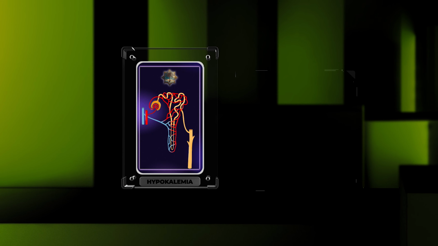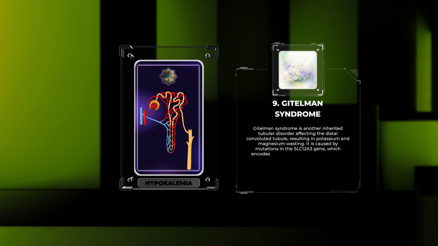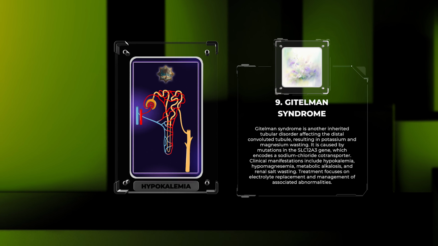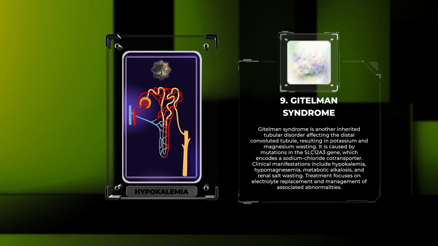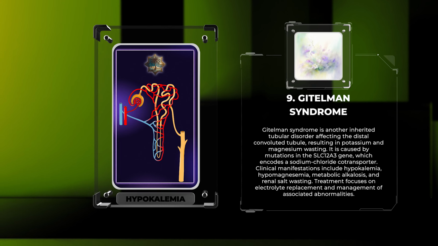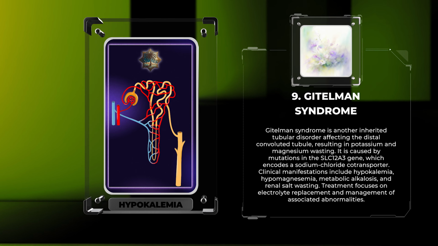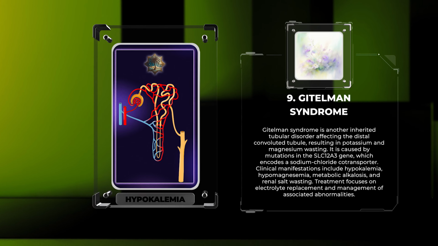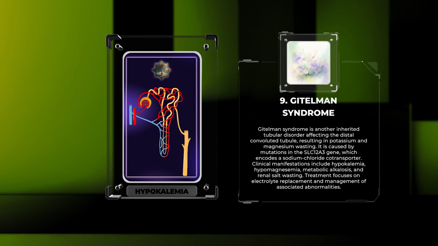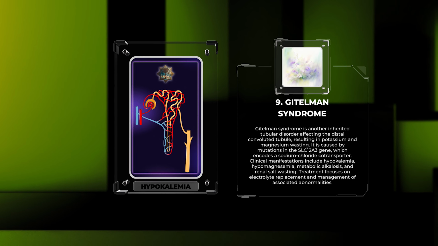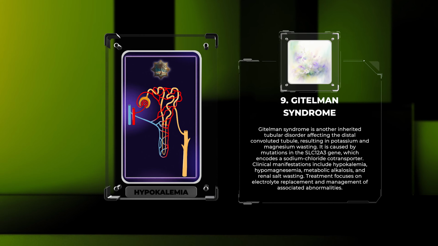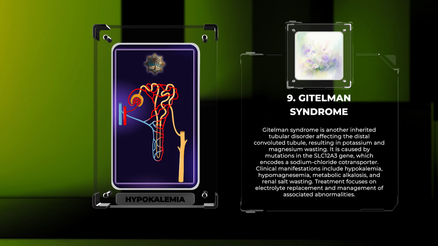Gittelman syndrome is another inherited tubular disorder affecting the distal convoluted tubule, resulting in potassium and magnesium wasting. It is caused by mutations in the SLC12A3 gene, which encodes a sodium chloride cotransporter. Clinical manifestations include hypokalemia, hypomagnesemia, metabolic alkalosis, and renal salt wasting. Treatment focuses on electrolyte replacement and management of associated abnormalities.